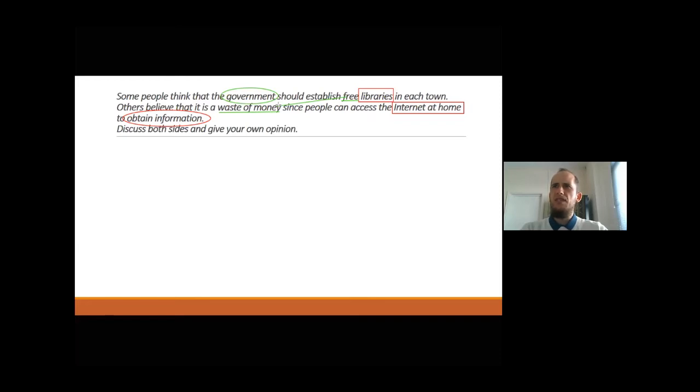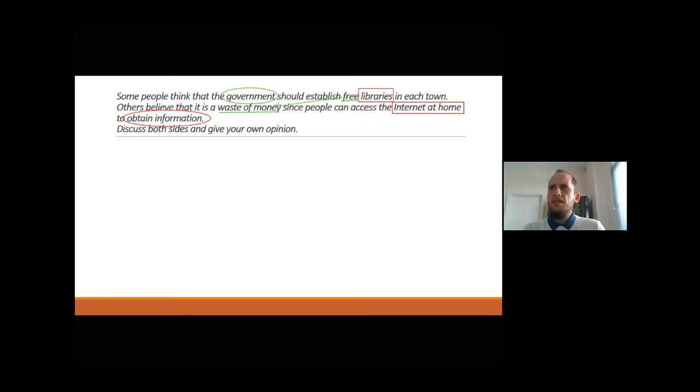We can kind of see what this essay is all about. People are thinking that libraries are no longer necessary because we have internet, and if the government is going to put those libraries in, it is going to be a waste of money. And we have to discuss both sides and give your own opinion. So again, since we're discussing both sides and we want to have a nice balanced essay, we're going to say that there's definitely positives and negatives.